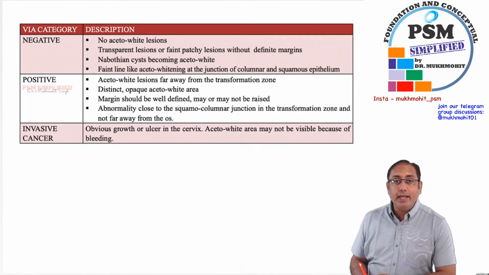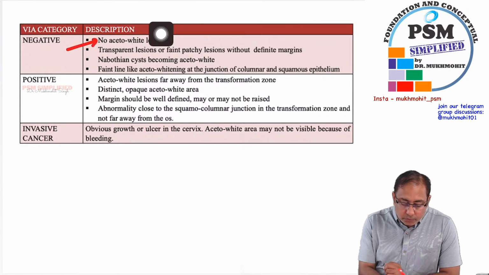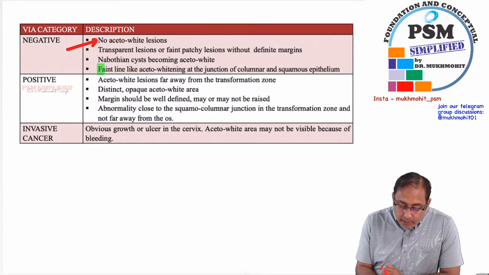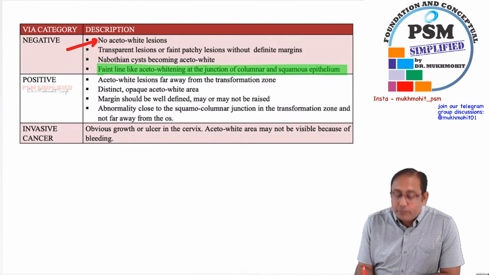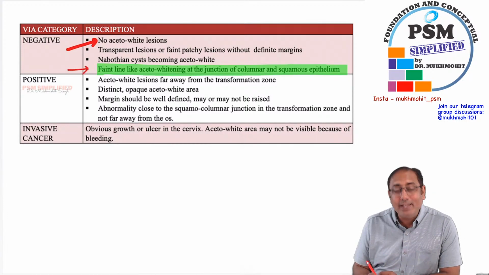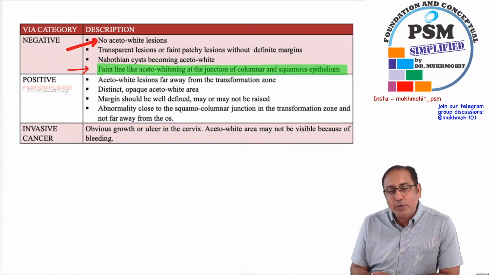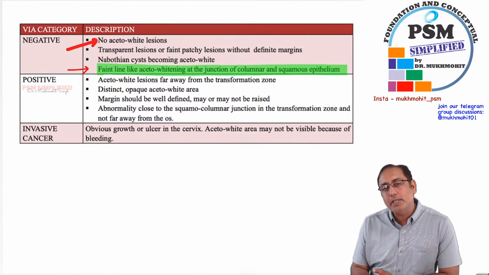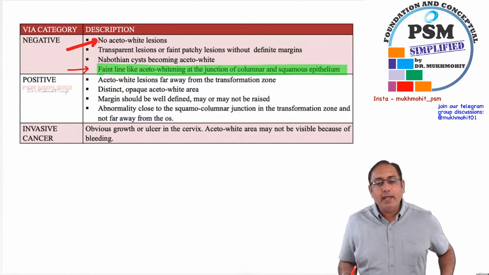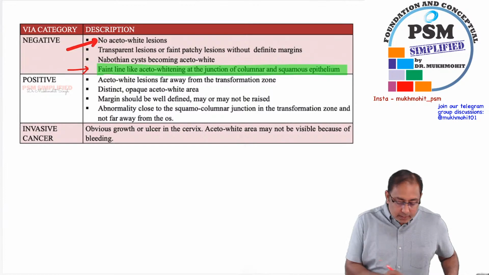So when do you say negative, beta? We will say that the test is negative when there is no aceto-white lesion. We will also say so when there is faint aceto-whitening at the junction of the squamous columnar epithelium. I repeat again, if there is faint aceto-whitening at the junction of the squamous and the columnar epithelium, it is not taken as a positive VIA. It is taken as a negative VIA.